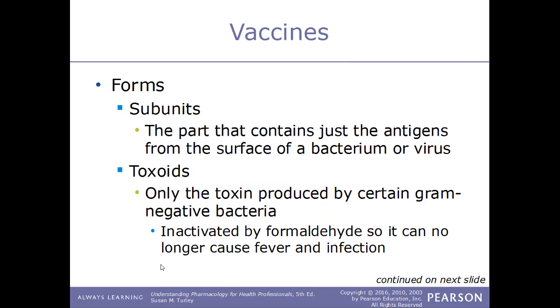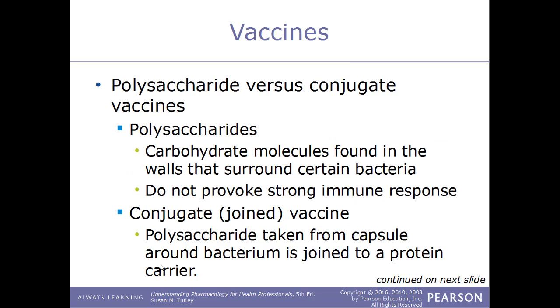Another type of vaccine are subunits. And in these vaccines you have just the part that contains the antigen on the surface of the bacterium or the surface of the virus. So you don't need the full intact bacterium or the full intact virus, just the bit that you need. Another form of vaccine are toxoids. And these contain only the toxin produced by certain gram-negative bacteria. And these toxins are inactivated by formaldehyde. It can no longer induce a fever or infection. All right, now we'll talk about polysaccharide versus conjugate vaccines.